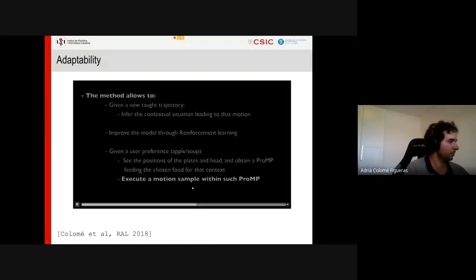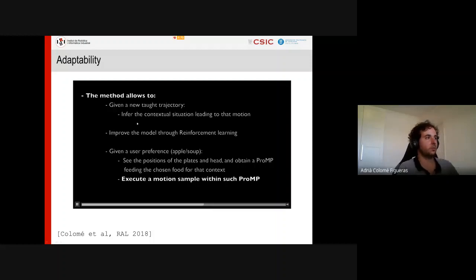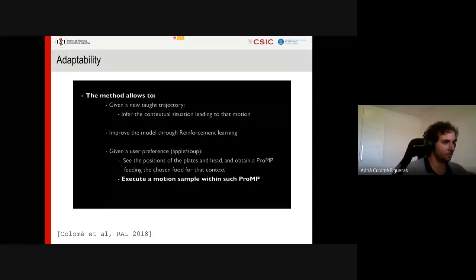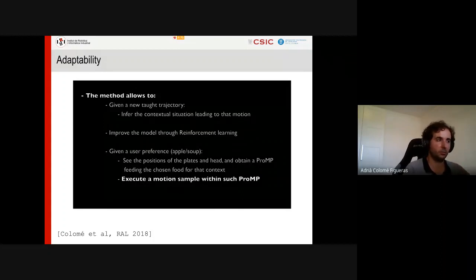So basically, these methods allowed us to give an image. So given a new trajectory, we can infer the contextual situation leading to that motion. So we could infer more or less which was the task, where were the plates, particularly the one being used, and where was the head. And also this model could be improved through reinforcement learning. And given a user reference, we can see the position of the plates and head with vision, and obtaining a moving primitive, a ProMP conditioned to that situation, and execute the motion sample.